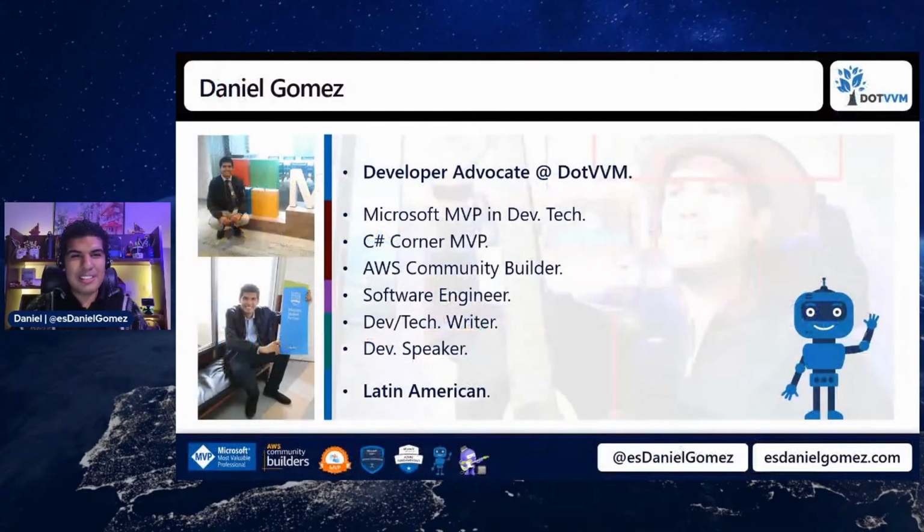I'm going to introduce myself. I'm Daniel from the Latin America region. I work here as a developer advocate. Additionally, I have the opportunity to participate in Microsoft as an MVP in the developer technologies field, also in C# Corner as an MVP, and as a community builder in Amazon Web Services. I'm a software engineer, and it's always a huge pleasure to participate in community events because we can exchange knowledge and have a nice time and learn something new.